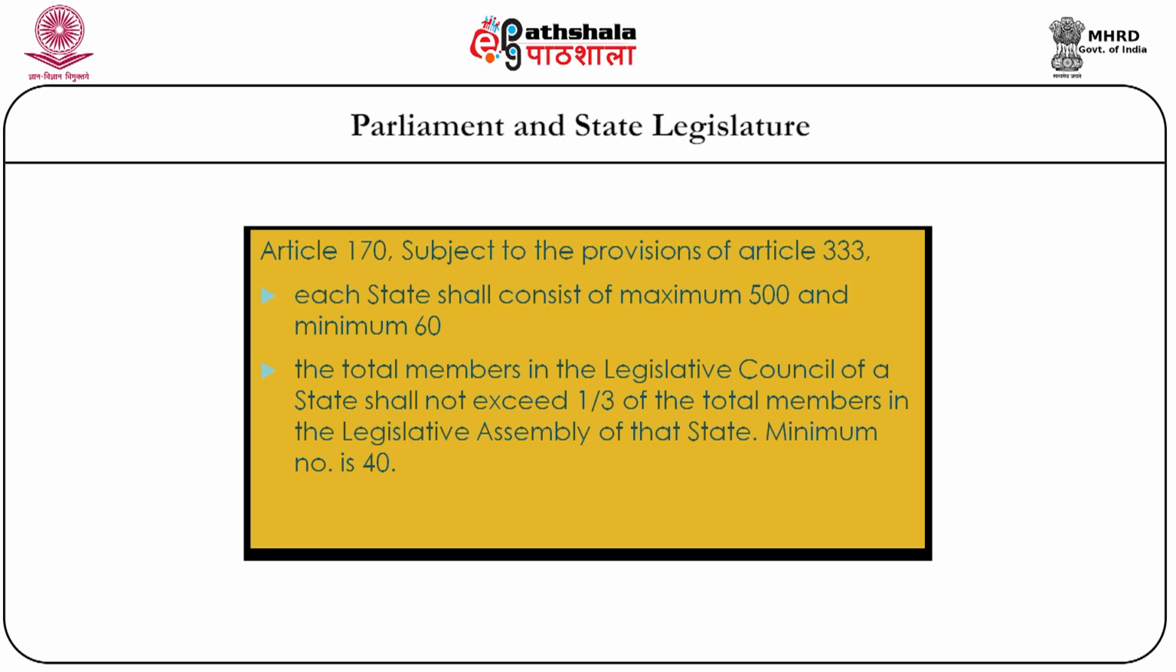Secondly, if we discuss the legislative council, which is the optional one, the total members in the legislative council of a state shall not exceed 1/3 of the total members in the legislative assembly of the state. And you know that the minimum number of members in the legislative council should be 40. This means it is the one criterion that each and every legislative council should have a minimum of 40 members for its composition.